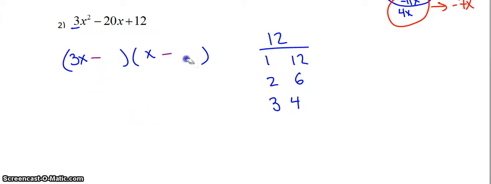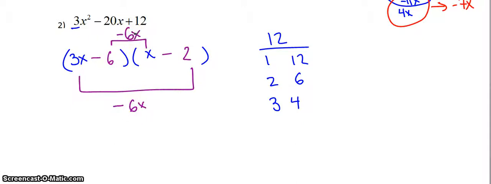Okay, so I might want to try a different set of factors. Let's say I picked 6 and 2. Okay. We got to guess and then check, of course. So my outers are going to give us negative 6x. My inners are also going to give us negative 6x. And again, that doesn't work because it gives us a negative 12.